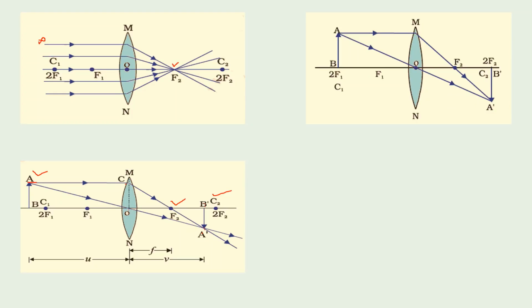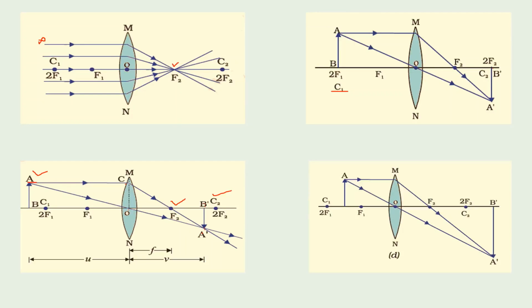Now when the object is at 2f, means at point C, then image will also form at point C on the other side of the lens. It will be of same size as that of the object. When the object is between f and 2f, the image will be formed beyond C. The ray which is parallel will pass through the focus, ray which is passing through the optical center will go straight. The image A dash B dash will be formed beyond 2f.